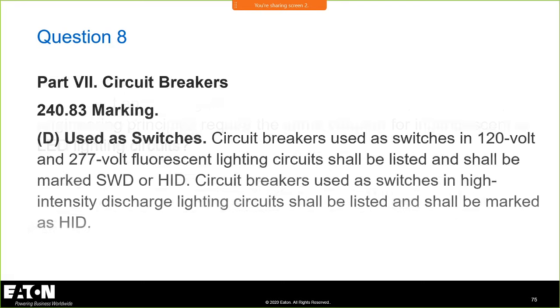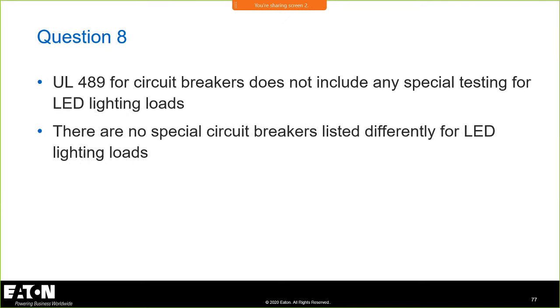And no. Now I've heard some people have had issues on LED lights, probably because of the inrush on the LED circuits, drawing for the drivers. I've heard of that, but there's nothing like SWD or HID in the standard to handle LEDs. 240.83 just talks about breakers that are used as switches, and they can be either HID or SWD. There's nothing in there that talks about LED. Another opportunity for the breaker guys, right? There's no special rating for LED lighting loads.